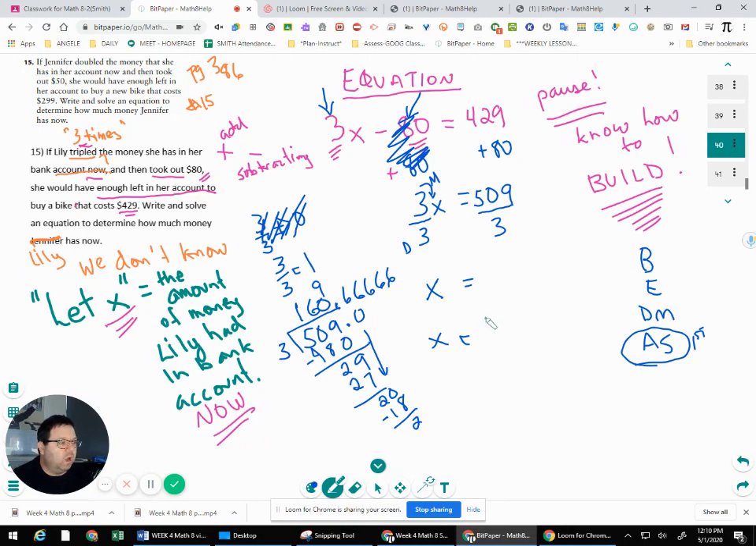Okay, so basically, in other words, Lily would have started out with $169.66. Okay, I guess I could just show that's repeating. And then she tripled it. And then she took out 80, and she still has a bike that costs $429. In fact, you know what? I'll just show this. To check. Watch this. So to check, I actually will round this up. Let's just pretend Lily had $170.